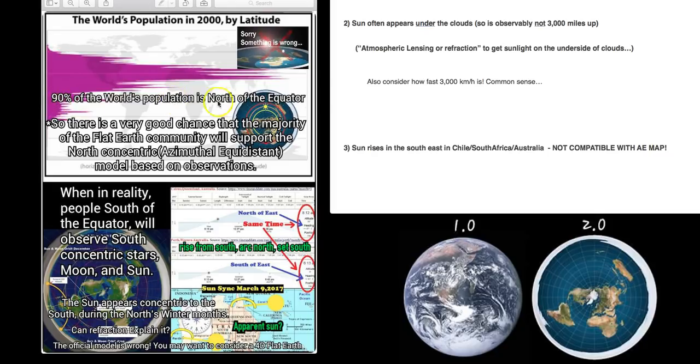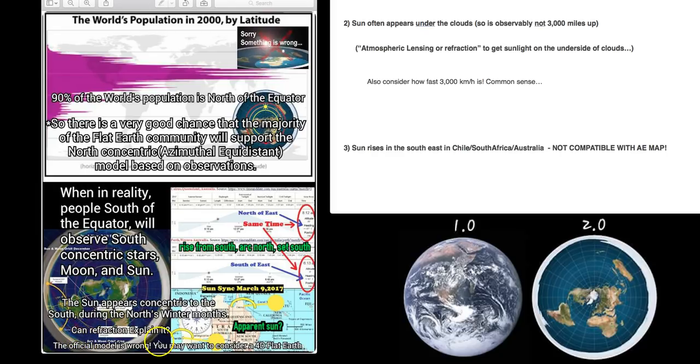So 90% of the world's population is north of the equator. So there's a very good chance that the majority of the flat Earth community will support the north-centric azimuthal equidistant model based on observations, because in the US you'll see the sun coming from a slightly northern angle, it changes angle, so it makes some sense in the northern hemisphere, but it falls apart completely in the south. In reality, people south of the equator will observe south concentric stars, moon and sun. The sun appears concentric to the south during the North's winter months.